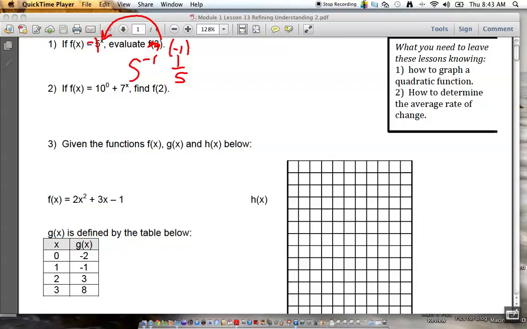All right, next one, f of x. Guys, what does your paper say? Is it 10 to the 0 plus 7 to the x? Okay, so 10 to the 0 is 1, 7 to the 2 is 49, and 1 plus 49 is 50.